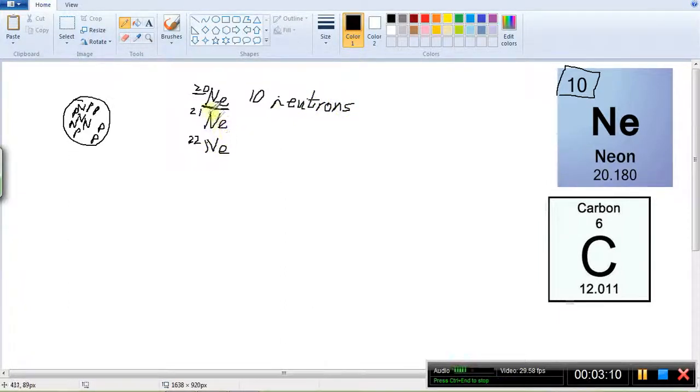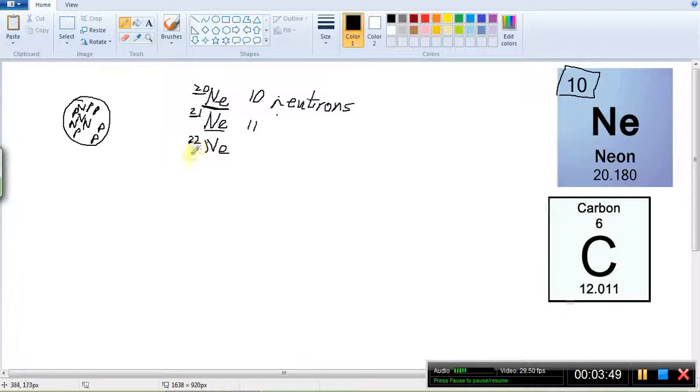I'm just going to put 10 neutrons. If we look at the next one, we have 21. This is neon-21, so its atomic mass would be 21. We still have 10 protons, because neon always has 10 protons. But now the atomic mass is 21, so 10 plus what will give 21? We need 10 plus 11, so it must have 11 neutrons. I'm not going to write out neutrons, I think you guys can know that that's neutrons.